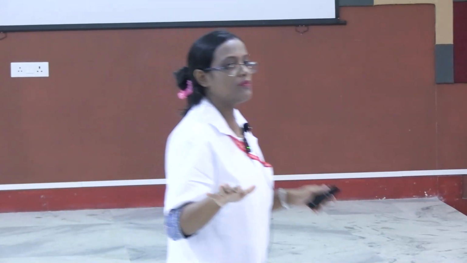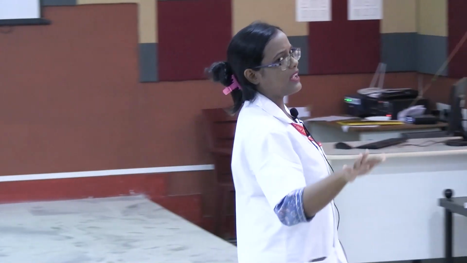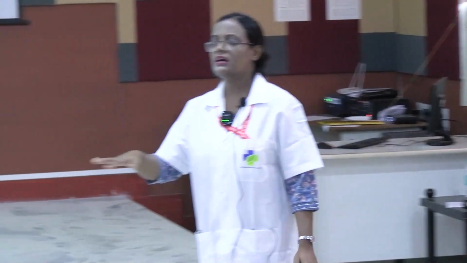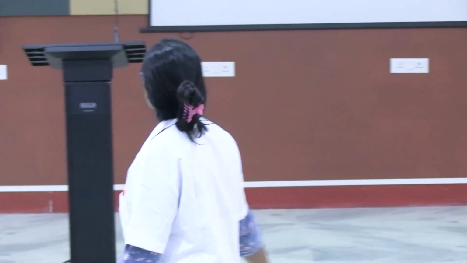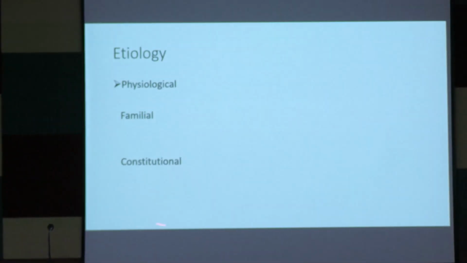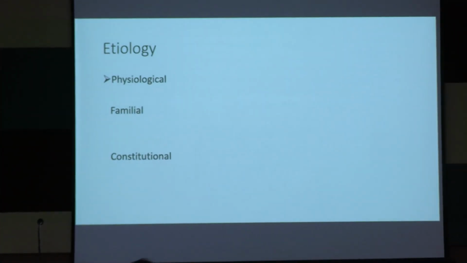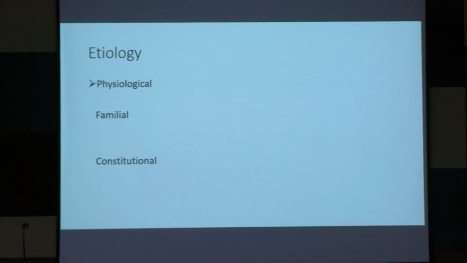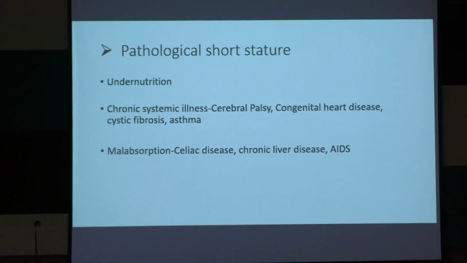Now, those children who present with height less than minus 3 standard deviation suffer more from pathological causes. And those whose height varies between minus 2 and minus 3 have been found to suffer from physiological causes. Okay. Now, what are the physiological causes? They may be familial or constitutional. Later we will discuss these two thoroughly. Okay. Now, let's move on with the pathological causes.